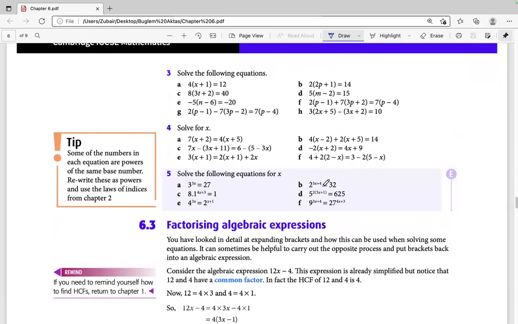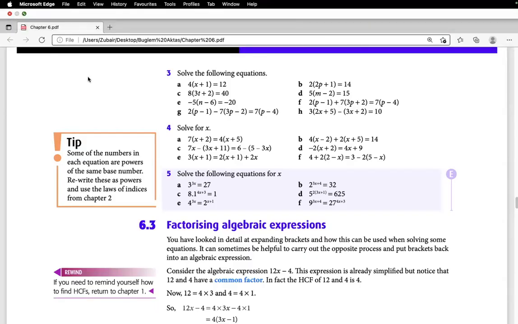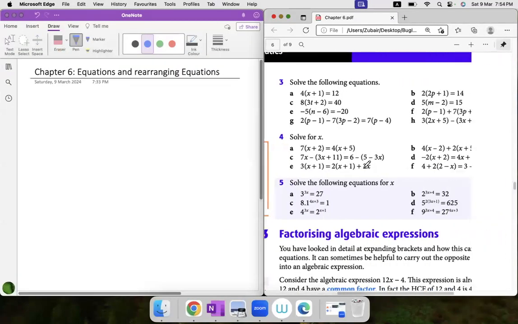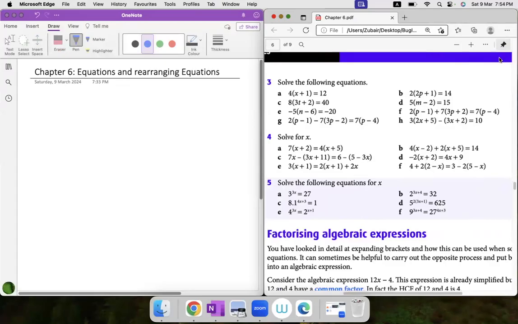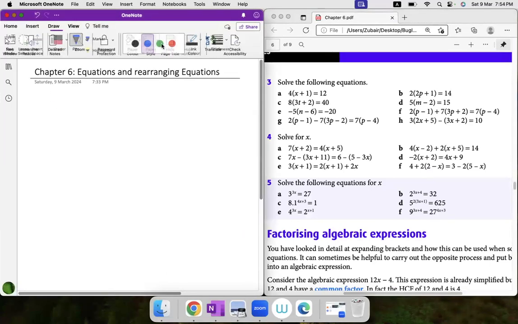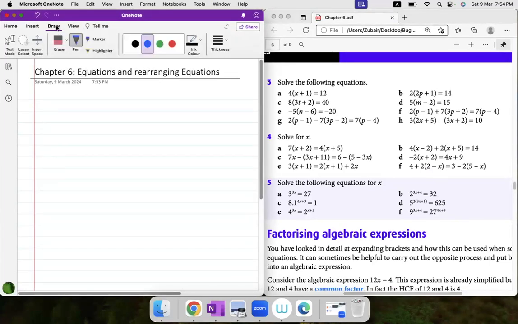Question number 3 says solve the following. 4 says solve for x. 5th says solve for x. Okay, until we reach this 5th question, which is definitely indices, let's try a few of these questions. I'm coming to this writing space. We'll start from question 3, and then we'll come on to these.